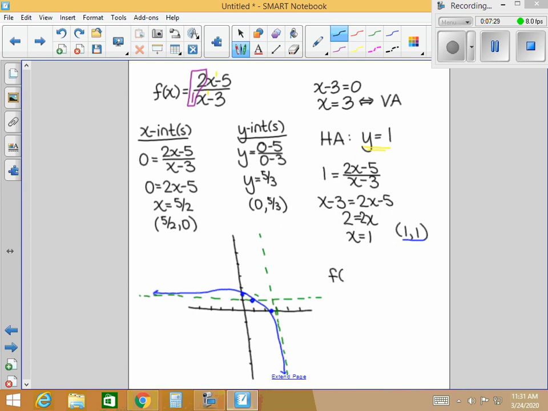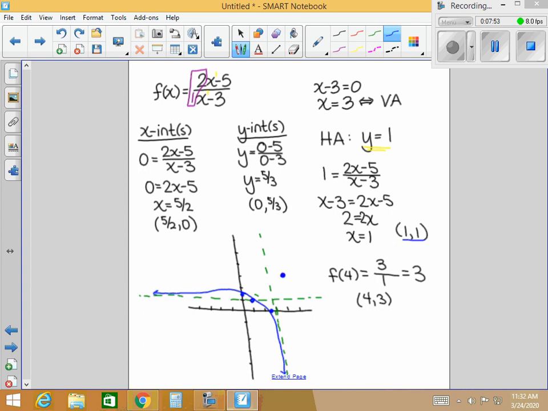So maybe I'm going to say I need to find f of 4, and I'll see what comes out. So f of 4 is 8 minus 5 on top, 4 minus 1 on the bottom. f of 4 is equal to 3. That's code for saying it goes through the point (4, 3).